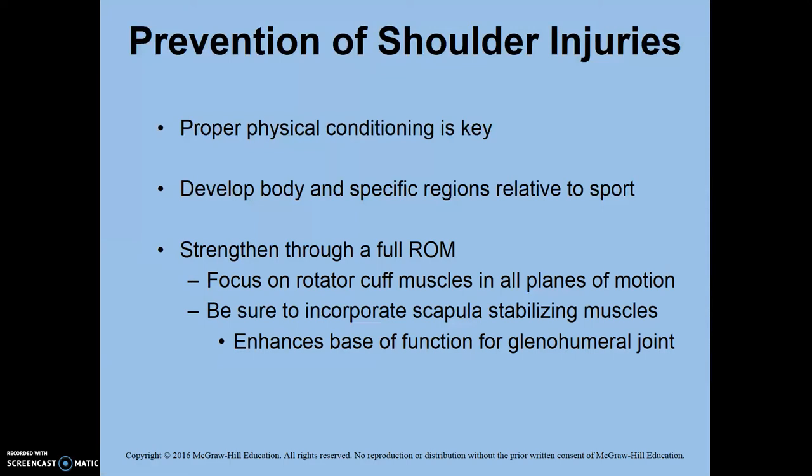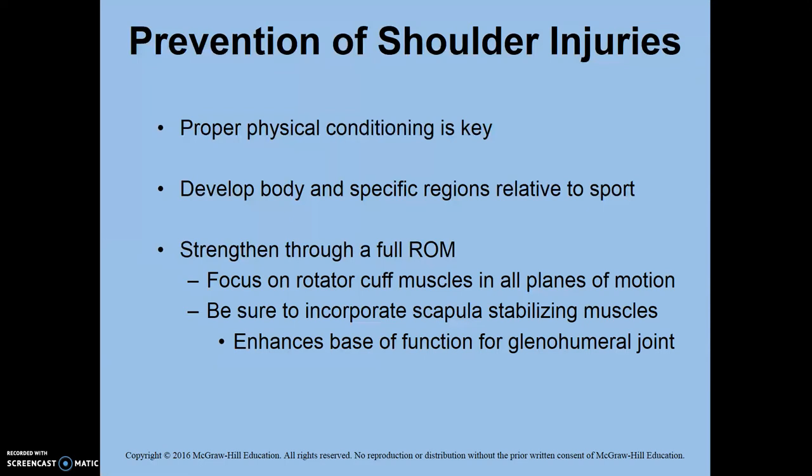To prevent shoulder injuries, proper conditioning is the key. You want to make sure that you're developing the region specific to the sport. So activities that you would do with a baseball player may be different than a swimmer, and should be different than a swimmer. When we're working on strengthening exercises, we want to work through an entire range of motion. We don't want just to have the elbow at the side for all of our activities. We want to do a lot of overhead activities as well, because when we do life and when we do sport, a lot of times our hand is overhead.